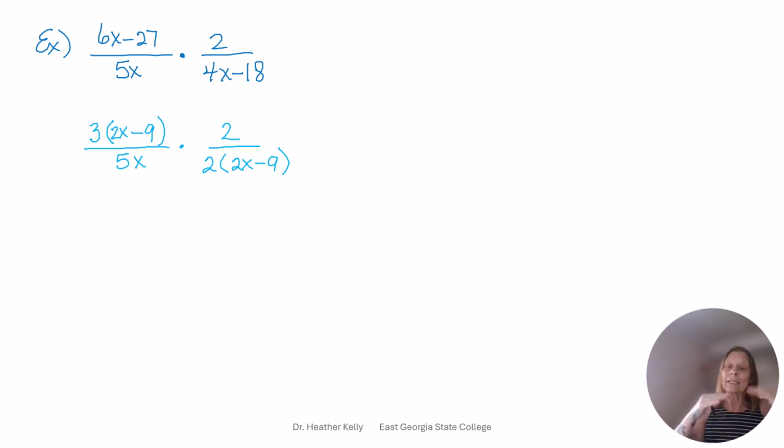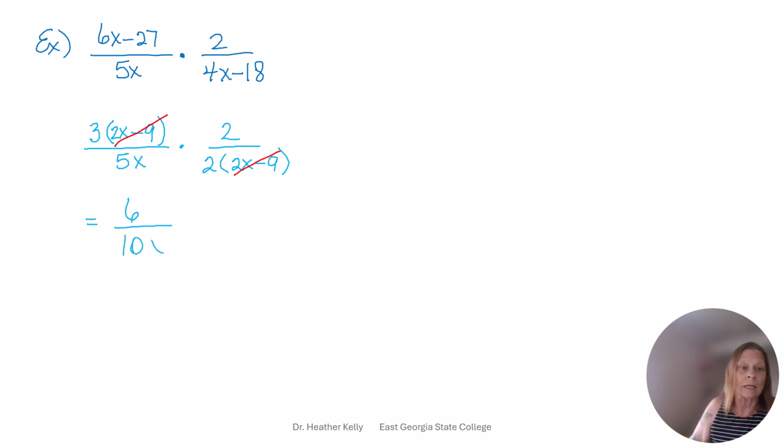The idea is they have to have a change of level. Remember, we could rewrite this whole thing as one thing over the other, and then we would be able to cancel it out as well. So you can notice here that this 2x minus 9 cancels with that 2x minus 9. And then we're left with 3 times 2 is 6 over 2 times 5x is 10x.